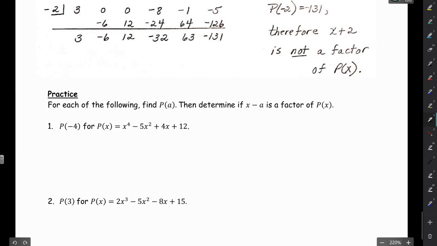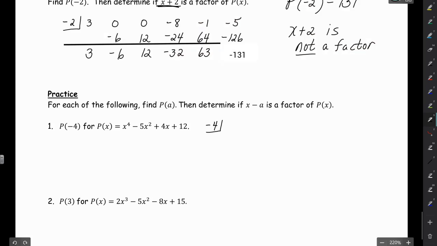We're going to do some practice. For each of the following, find P of a and then determine if x minus a is a factor of the polynomial. So we're going to put negative 4 in the box. We're going to write out our coefficients. That would be 1. Now we're missing the cubic term here. We go from x to the 4th to minus 5x squared. We should have a cubic term. If we don't, we have to put a 0 in as a placeholder. Then the x squared coefficient is negative 5. The x to the first coefficient is 4, and our constant is 12.